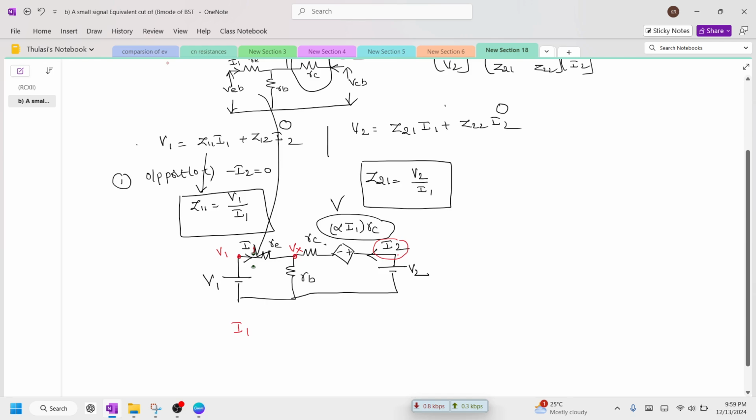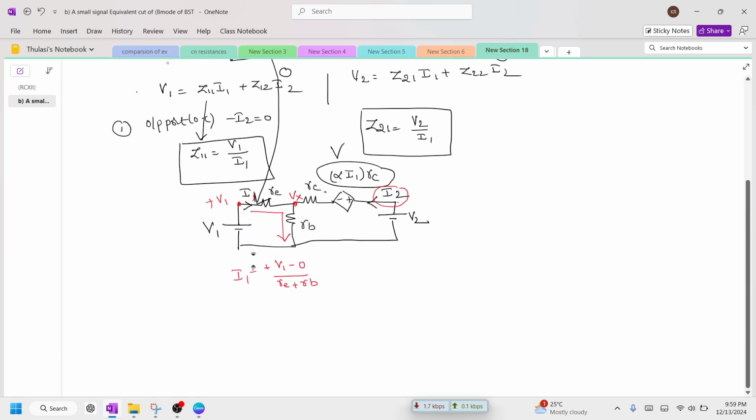So this is one voltage source, this is one voltage source, and this is one voltage source. The current I1 will not flow in this branch. Why? Because the current has become 0. So these are open circuited. Therefore, current will flow only in this branch. Okay. So how to write down the current? I1, the voltage at this point is plus V1, so that is equal to plus V1 minus 0 divided by RE plus RB. So from here we require the ratio of V1 by I1.